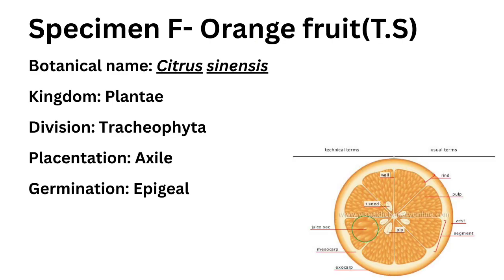Specimen F is orange fruit, transverse section. That means it's going to be cut from left to right or right to left, any one. The botanical name of orange is Citrus sinensis. The kingdom is Plantae, division Tracheophyta. It has axile placentation. That means the ovules are arranged in an axile form. The germination here is epigeal germination.